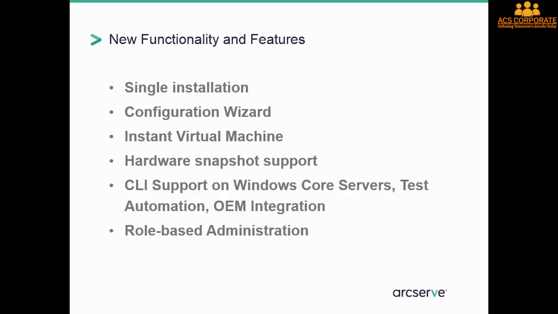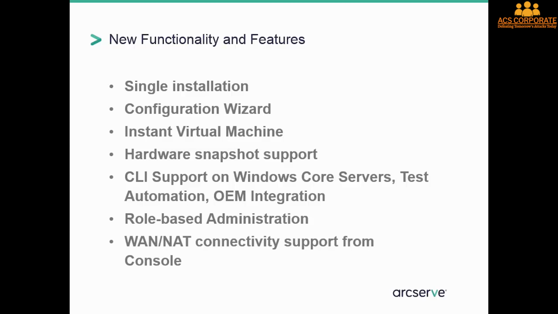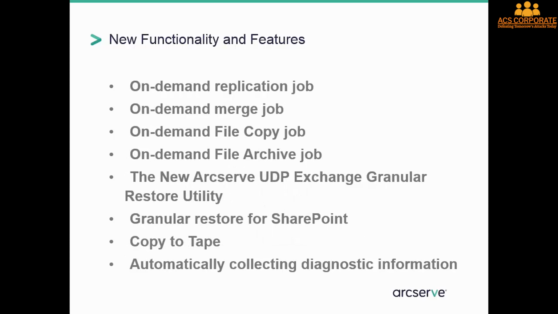Role-based administration allows users to use the UDP console by different roles. Each role can have its own permission. A super administrator role can create customized roles and permissions. ArcServe UDP enhances the protection of servers that are behind NAT firewall and run the console in public cloud. The console uses the gateway to communicate with servers that are in a client network.